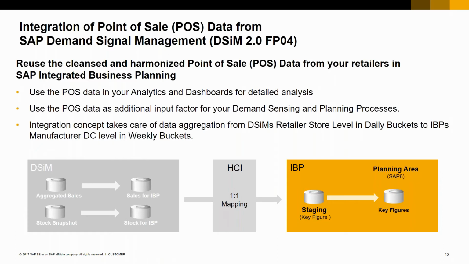The last piece I wanted to just mention is that I talked about using the point of sale data for demand sensing as being something new. We actually do have integration of point of sale data from the SAP Demand Signal Management System, which is a system to cleanse and harmonize things like point of sale data. And so we have this set up to do the mappings, bring it into IBP, and then it can be utilized in your planning area in IBP so that you can use that as part of the forecasting.